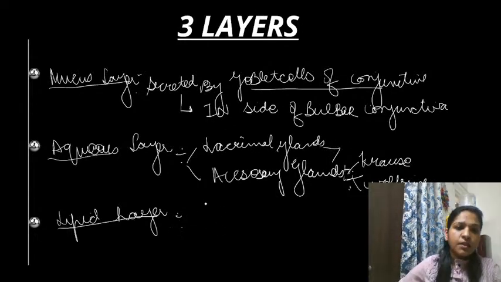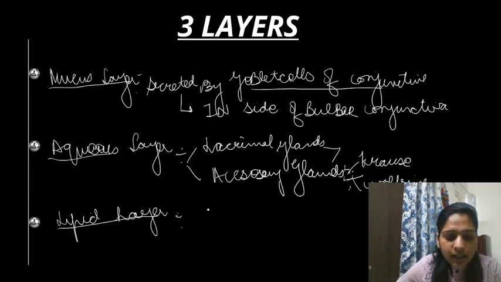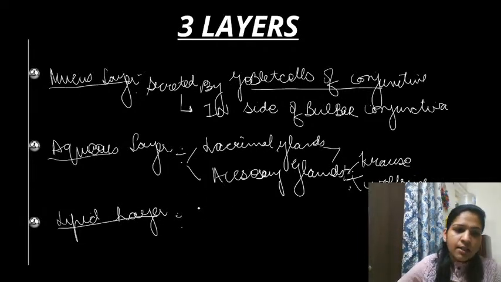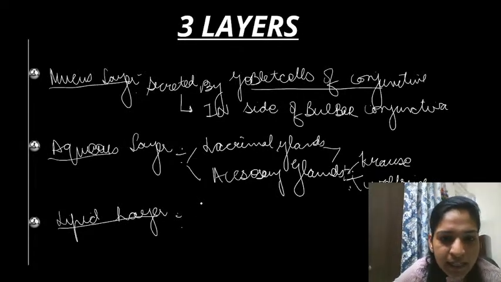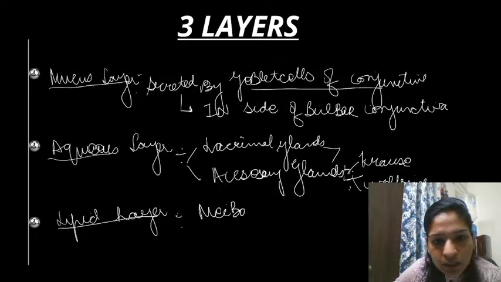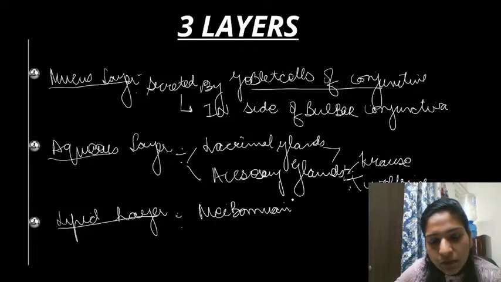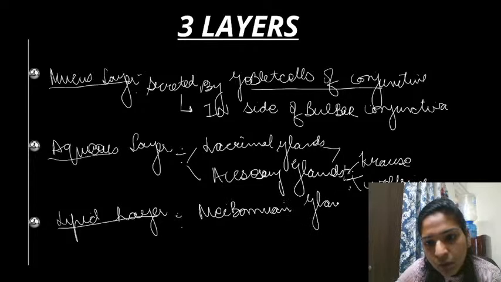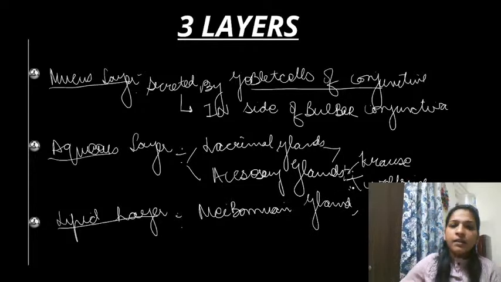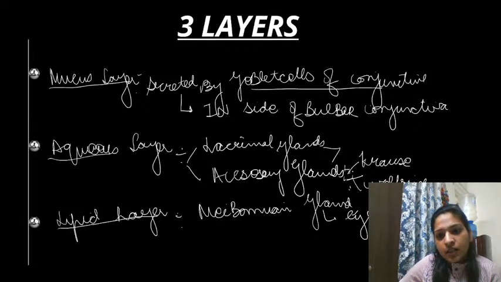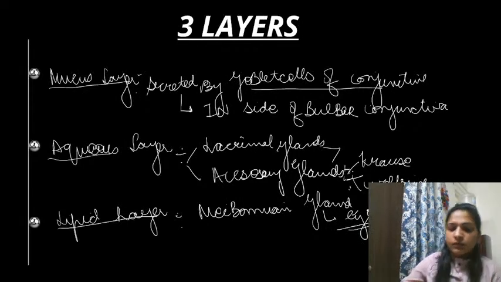Now here comes the lipid layer. So can anyone tell me which structure secretes the lipid layer of the tear film? Any idea, any guess? So it is the meibomian gland. Okay, meibomian gland in the eyelid secretes the lipid layer of the tear film, right?